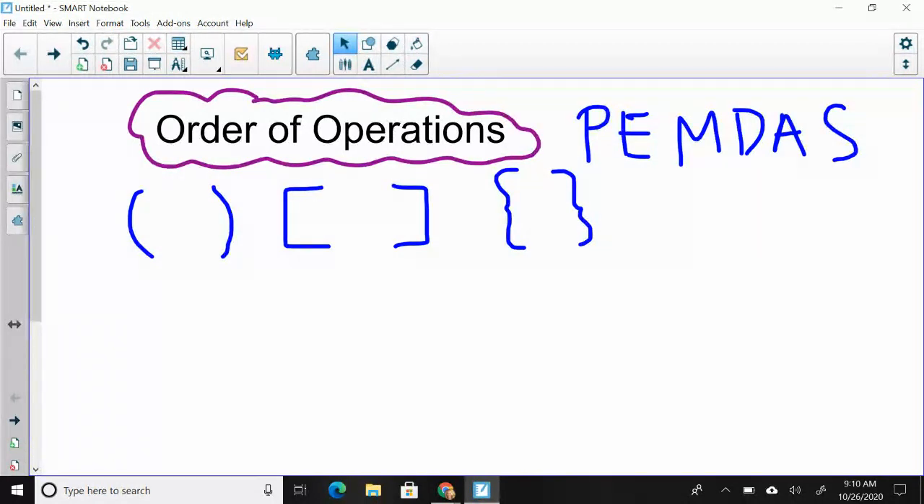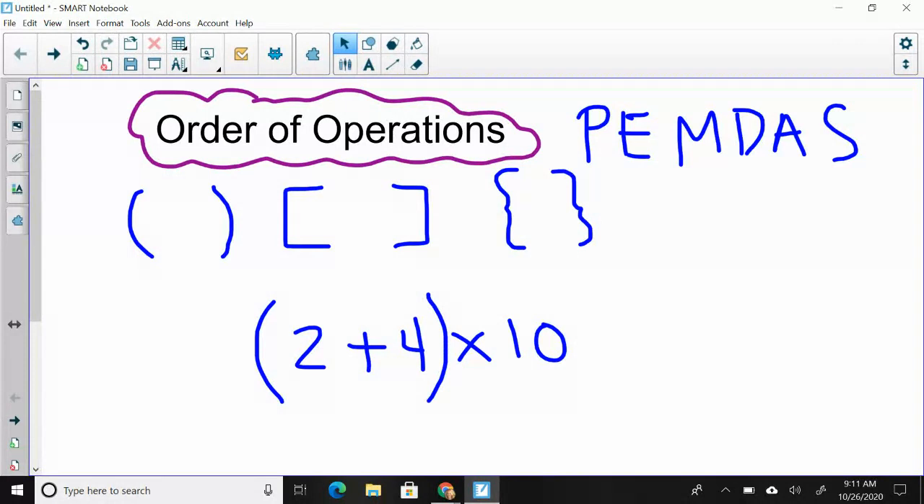So if you had a problem like this, like we just had, all right? And we know, according to the order of operations, we would multiply first before we added. If I wanted to add first, if I wanted to do 2 plus 4 first, I would have to put that 2 plus 4 in parentheses if I wanted to do that step first, okay?